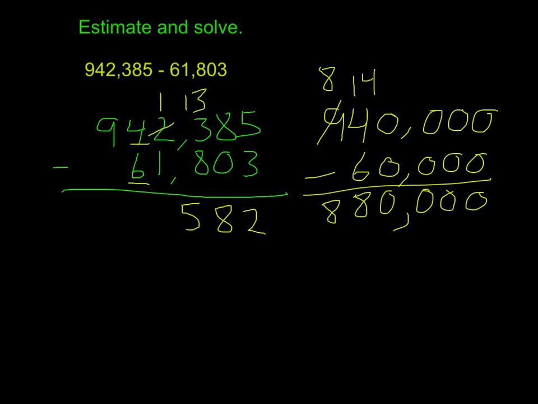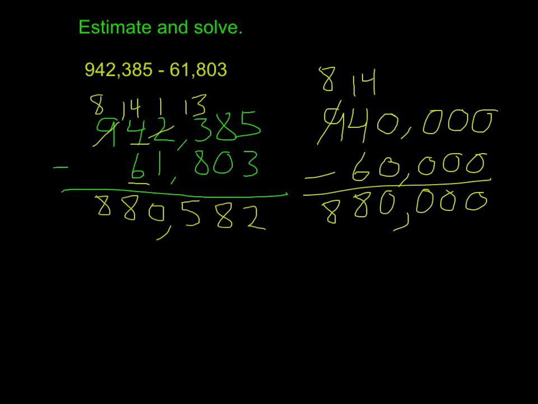1 subtract 1 is 0. 4 subtract 6. 4 cannot subtract 6, so we have to borrow once again. We're going to take away from the 9. The 9 then becomes an 8, and our 4 becomes a 14. 14 subtract 6 becomes an 8, and 8 subtract 0 will be an 8. So as you can see, we get 880,582. And that is how we solve subtraction problems.